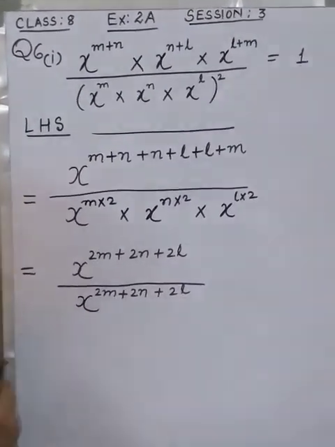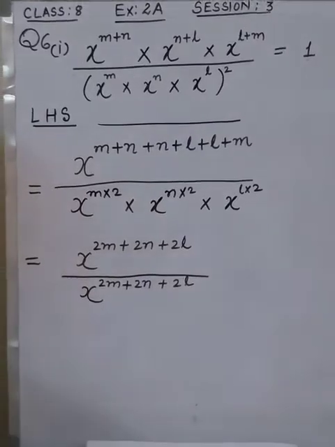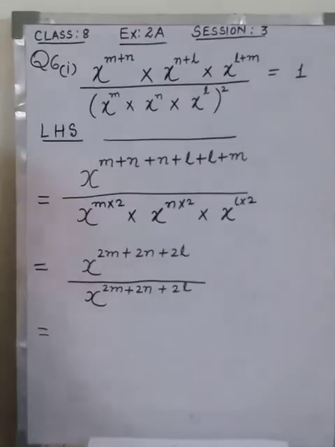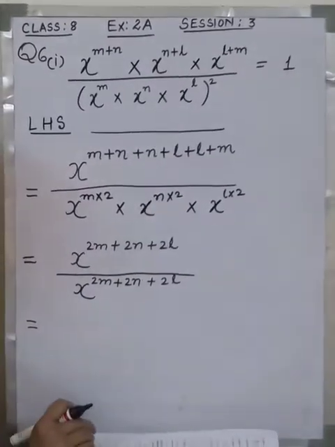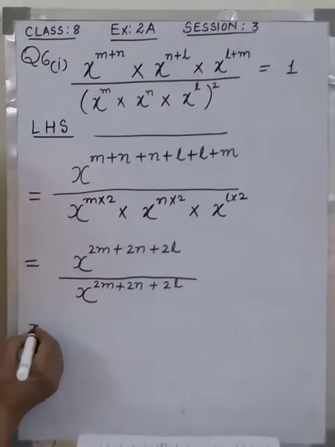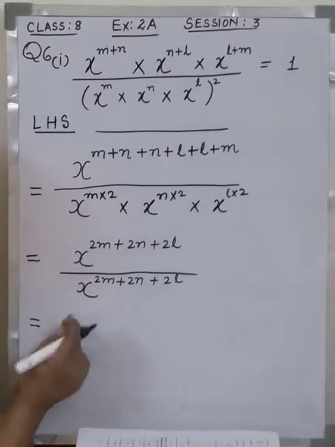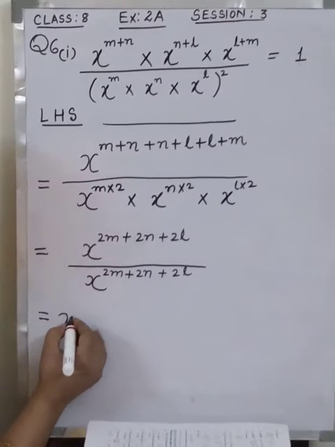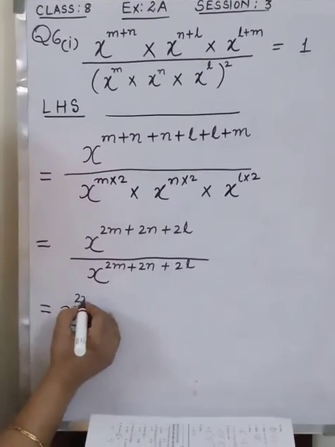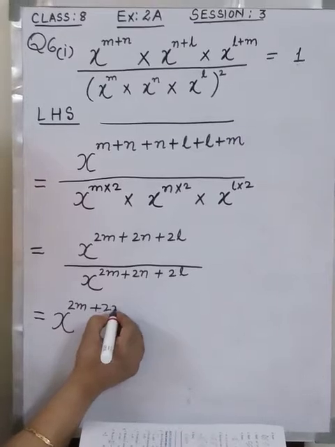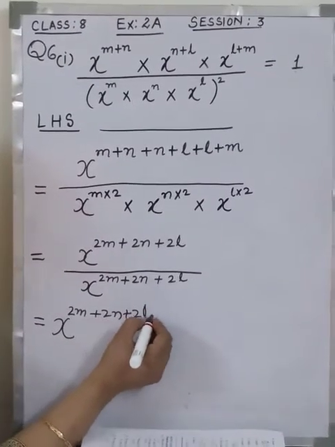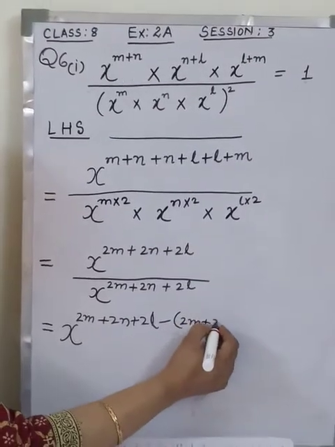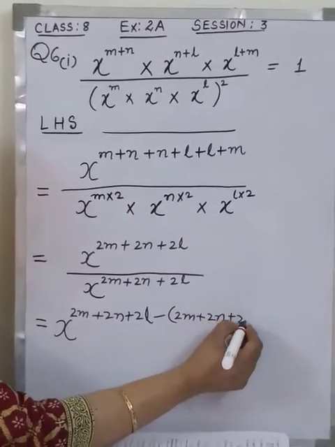Now we find that the expression in the numerator and the denominator both are the same, and we are dividing. Either you can cancel them or you can apply the law of exponent. Better to apply the law of exponent. I mean the base is same and we are dividing, so we subtract the powers. So what it becomes, 2m plus 2n plus 2l minus, in the bracket we have 2m plus 2n plus 2l.